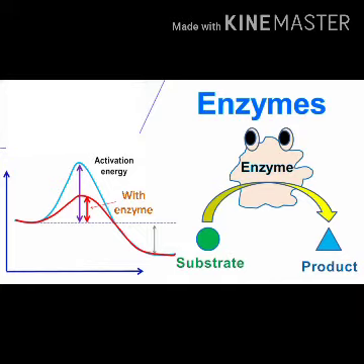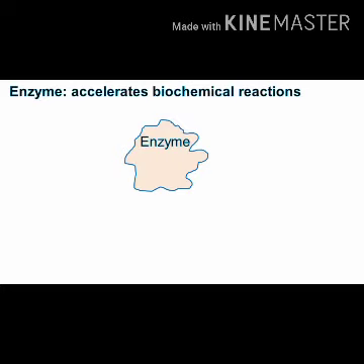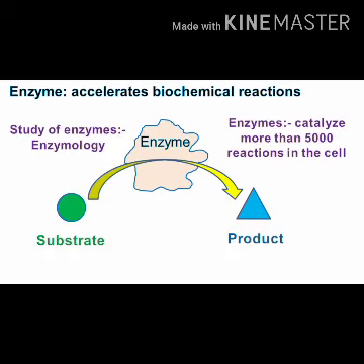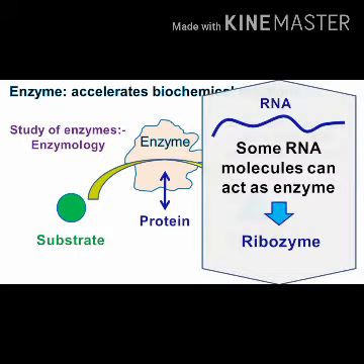Next we can study enzymes. What are enzymes? Enzymes are biological catalysts that accelerate biochemical reactions. The molecule on which an enzyme acts is called a substrate. The substrate is finally converted into a product. The study of enzymes is called enzymology. Enzymes catalyze more than 5,000 reactions in the cell. Most enzymes are proteins, while some RNA molecules also act as enzymes. Example, ribozyme.